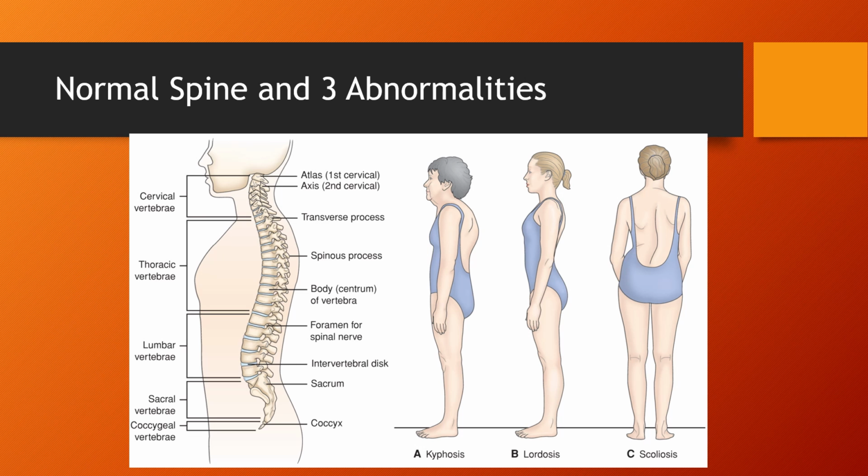So this slide is showing the normal spine and 3 abnormalities. In A, this is a kyphosis, and what this is, it's an increased convexity or roundness of the spine's thoracic curve. In B, this is lordosis. This is a sway back or an exaggeration of the lumbar spine curve. And C is scoliosis. It's a lateral curvature of the spine. You can almost see that the spine looks like an S.